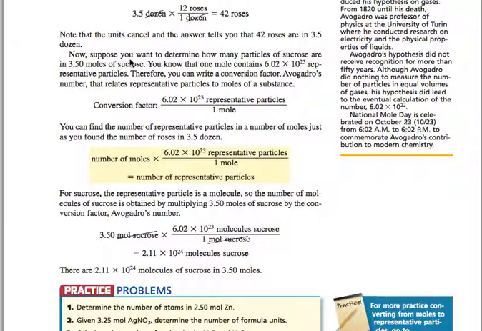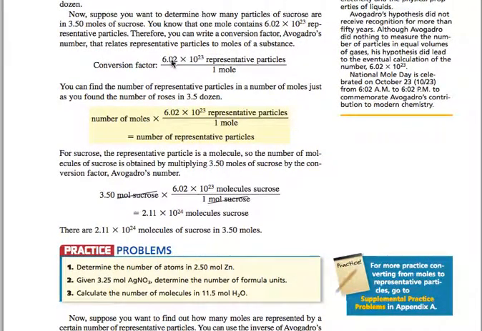Now, suppose you want to determine how many particles of sucrose are in 3.50 moles of sucrose. You know that 1 mole contains 6.02 times 10 to the 23 representative particles. Therefore, you can write the conversion factor, Avogadro's number, that relates representative particles to moles of a substance. So, this many particles to a mole, right? Moles cancel out and we get this many particles.